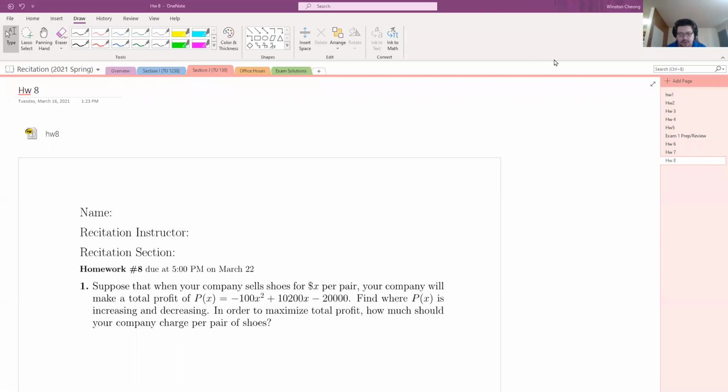I guess we'll get started. So I plan to do the first 3 pages of the homework, and that'll give us 2 pages for next time. So that should be plenty.